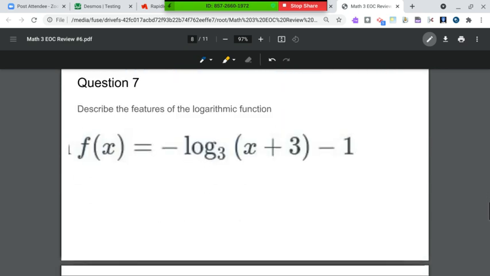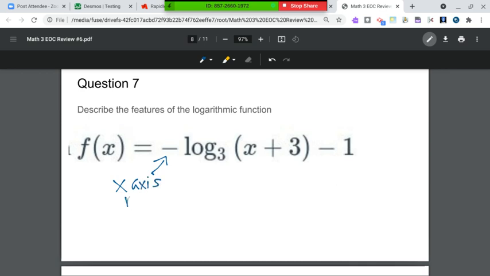All right, number 7. Describe all of the features of the logarithmic function. What does the leading negative mean? Reflection. X-axis reflection. Logarithmic functions have vertical asymptotes, and you get the vertical asymptote by whatever makes that parentheses 0. So our vertical asymptote would be -3.